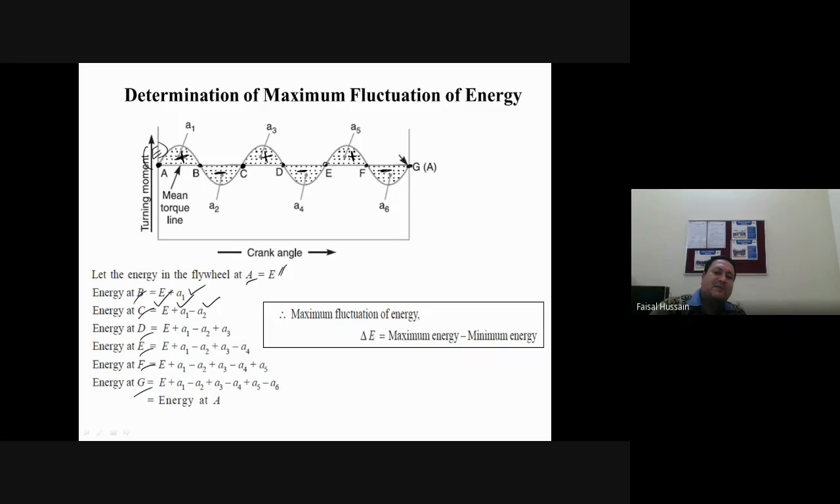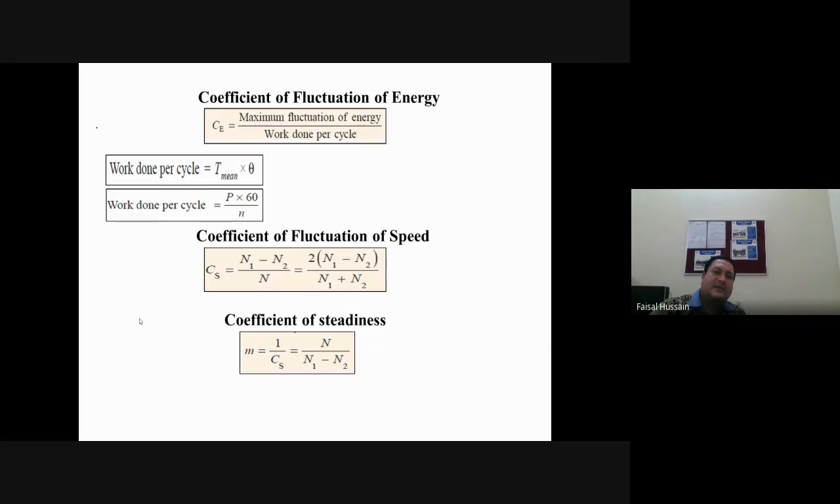So the difference between maximum energy and minimum energy is the maximum fluctuation of energy. Now let us go to the next definition, that is the coefficient of fluctuation of energy. Generally, coefficient of fluctuation of energy is defined as the ratio of maximum fluctuation of energy with respect to the work done per cycle.